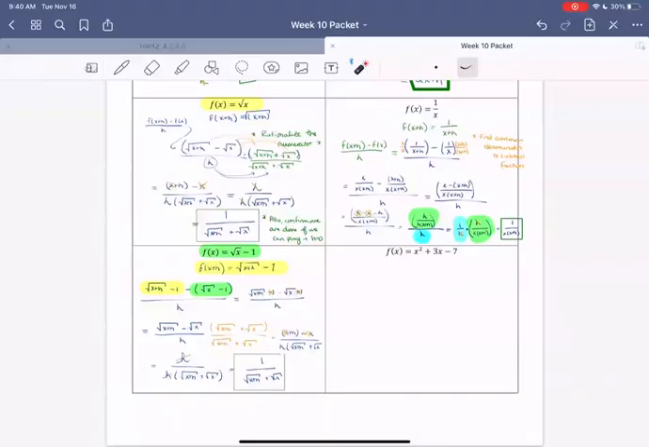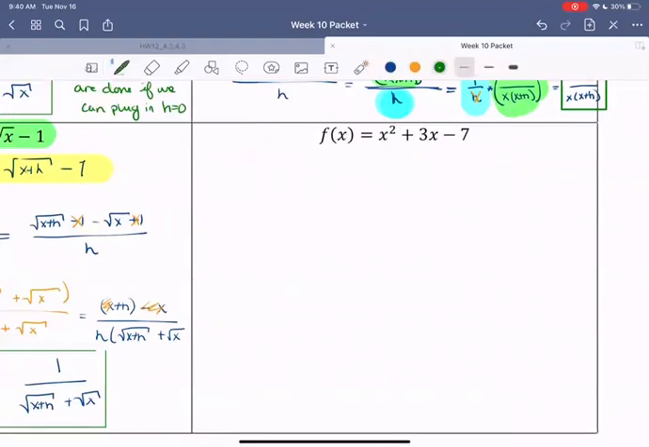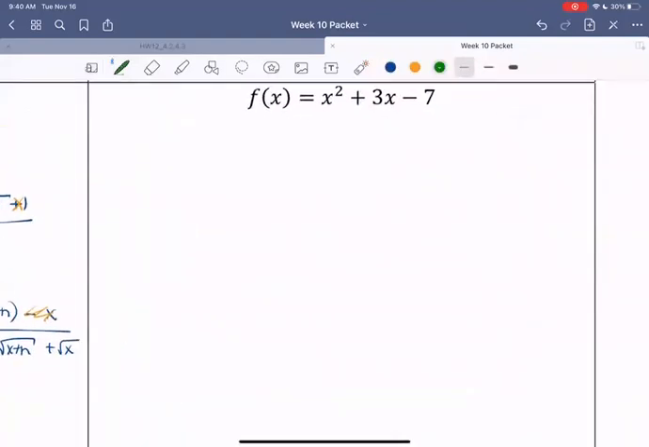Hello, everyone. In this final video, we are going to look at our last example of setting up and simplifying a difference quotient. So now our function is this quadratic polynomial, f of x equals x squared plus 3x minus 7. So what we first want to do is plug in x plus h to compute f of x plus h.